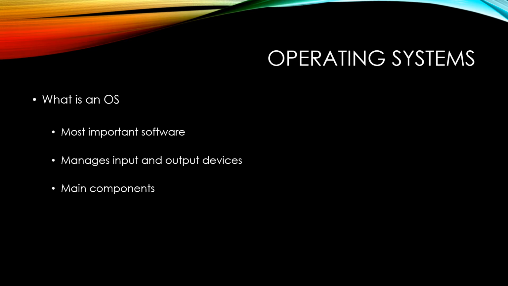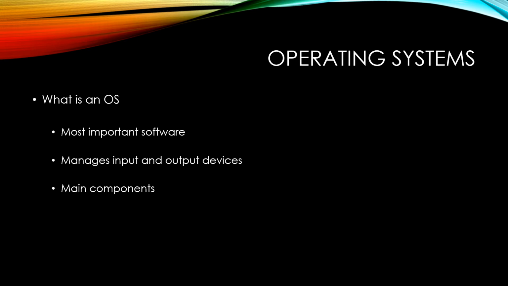One of the main functions of an operating system is to manage hardware resources such as input devices, so your mouse and your keyboard, and output devices like a monitor or a printer. It also manages network devices such as modems and routers, and storage devices such as an internal hard drive or an external hard drive.